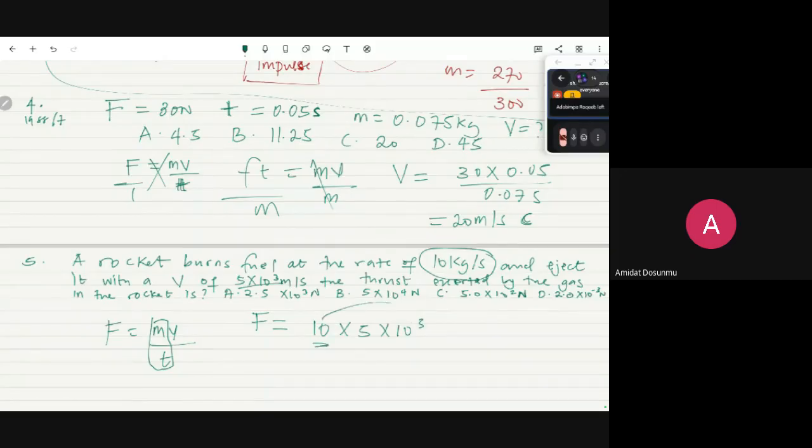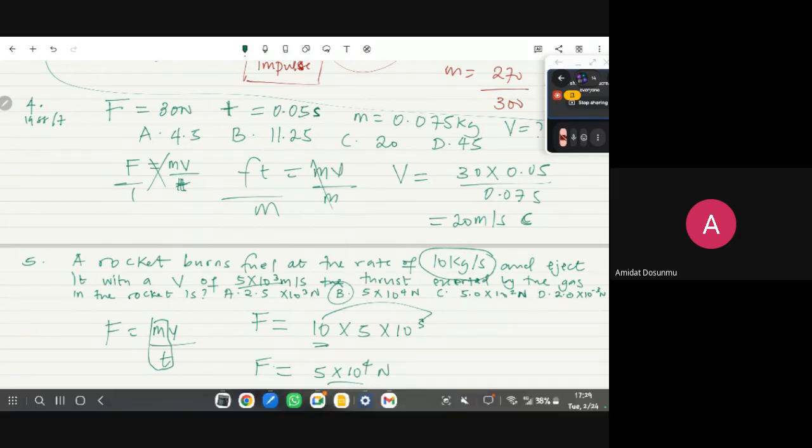So this 10 is going to add to this 10 here, so from 3 to become 4. So F equals 5 times 10 raised to the power 4 Newton, and the answer is just option B. Very simple. You don't even need to do anything. Any question?